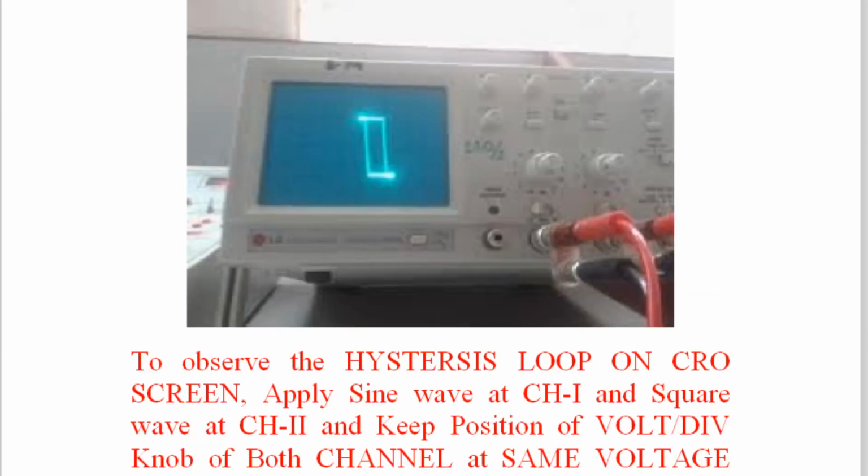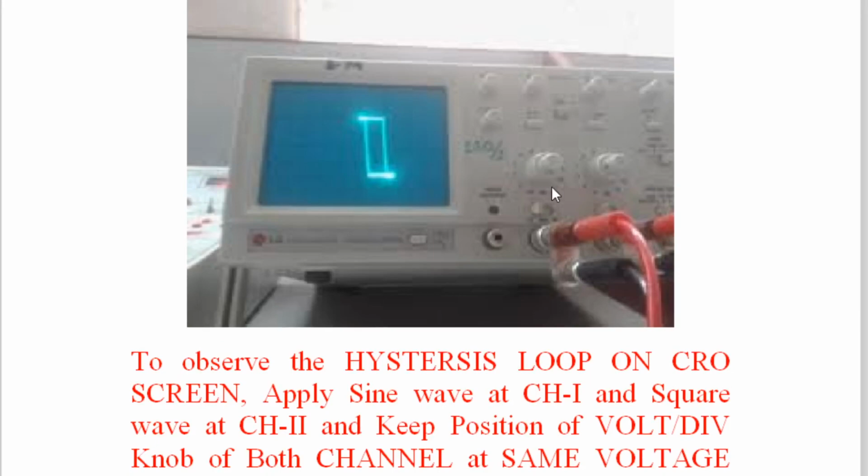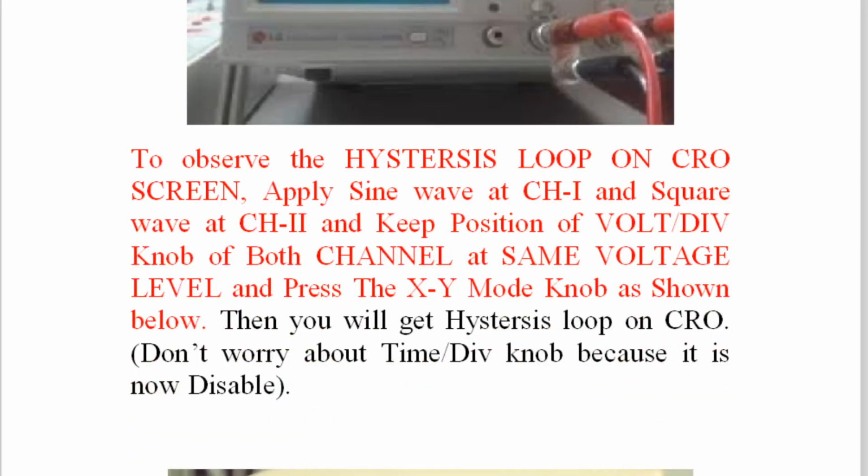So here, to observe the hysteresis loop on the CRO screen, apply the sine wave at channel 1 and the square wave at channel 2, and keep the position of the volts per division knob of both channels the same, because channel 1 has one volts per division knob and channel 2 has another. Both knobs should be at the same voltage, say 5 volt per division or 10 volt per division, whatever. If one is at 5 volt per division, the other should be at 5 volt per division accordingly. Okay.